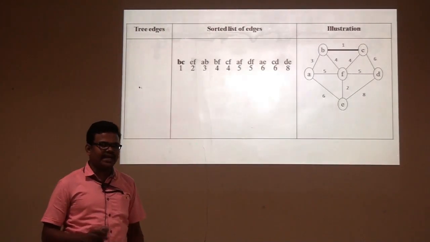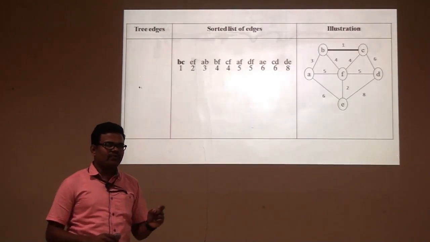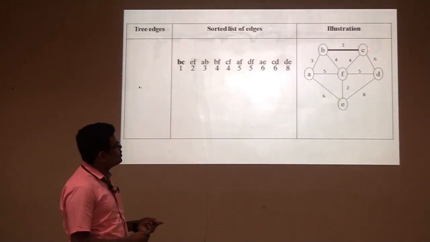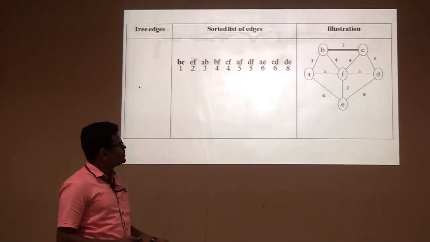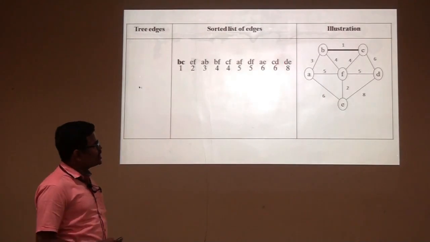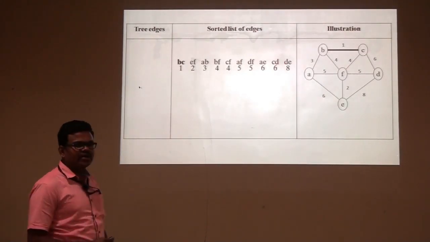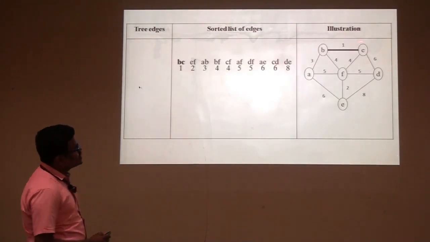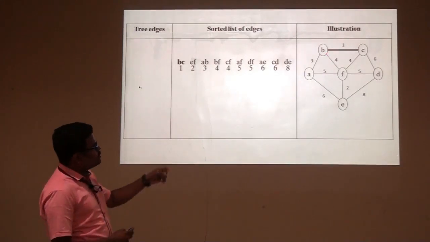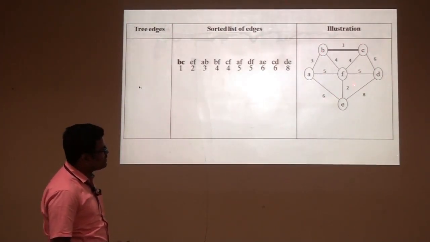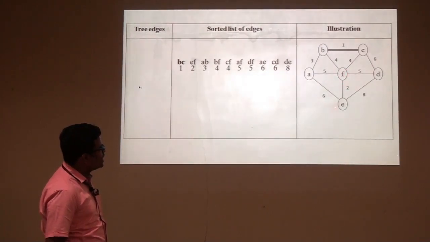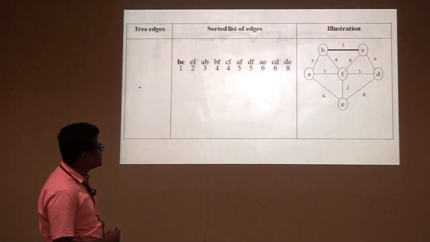We are going to select all pairs of edges with their weights and represent them in ascending order. First, the number 1 is the minimum cost. The minimum cost is from B to C, and it is written first. The next minimum cost in the graph is 2, from E to F.